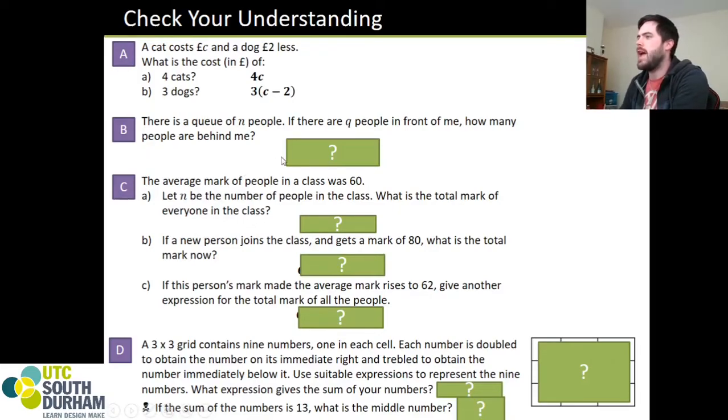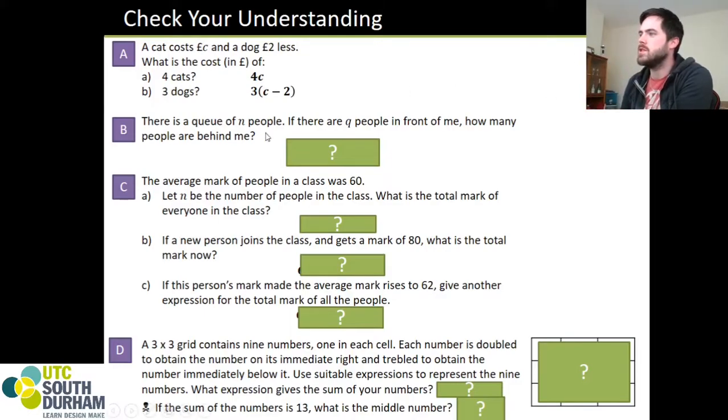If there's a queue of n people, and there are q people in front of me, how many people are behind me? Now you can play with that mathematics if you want. You could say that there's 10 people with 3 people in front of me. It's very tempting to say that there's 7 people behind you. But you're one of the people in that queue. So actually, if there's 10 people in the queue, 3 people in front of you, then that's 4 people up to and including you, meaning there's only 6 behind you.